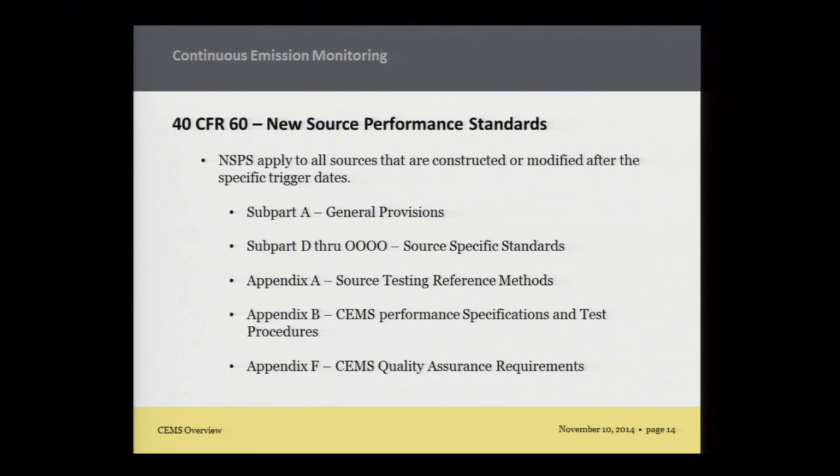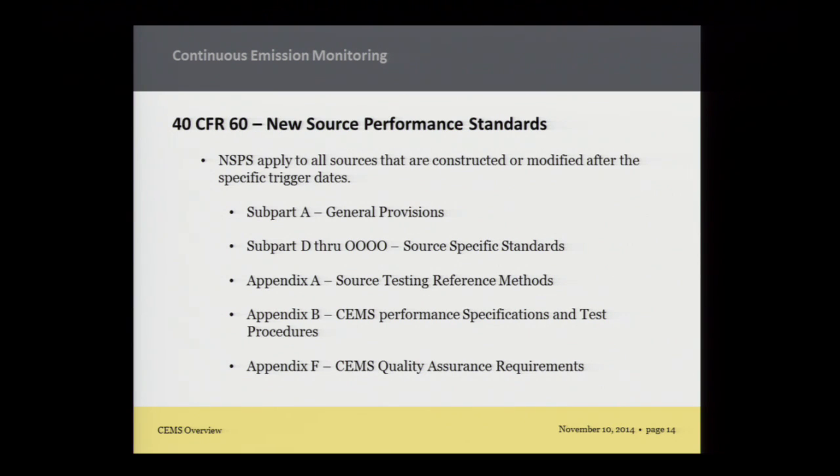So what are the NSPSs? They apply to all sources that are constructed or modified after specific trigger dates. Subpart A is your general provisions. D through QQQQ are source-specific standards. Appendix A gives you your source testing reference methods, so that's going to be more along the lines of your stack testing performance procedures, and what you're going to do in order to certify your test comes from the source testing reference methods. Appendix B is the performance specifications and test procedures.